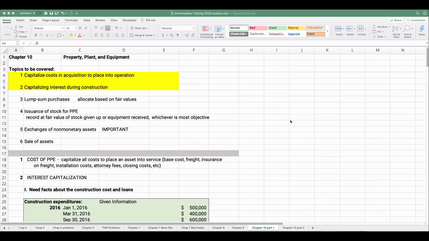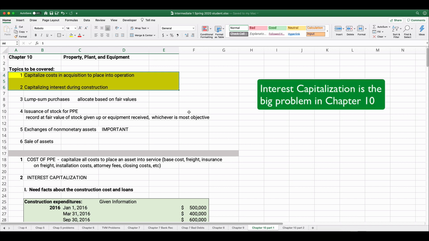Hello class, we're going to work on chapter 10 today, which is property, plant, and equipment. Now, we've got several little topics, but they're not all equal, of course. So we're really going to cover two things in this video. When you buy property, plant, and equipment, you're going to capitalize the cost of anything that it takes to get the asset into place, ready for its intended use.